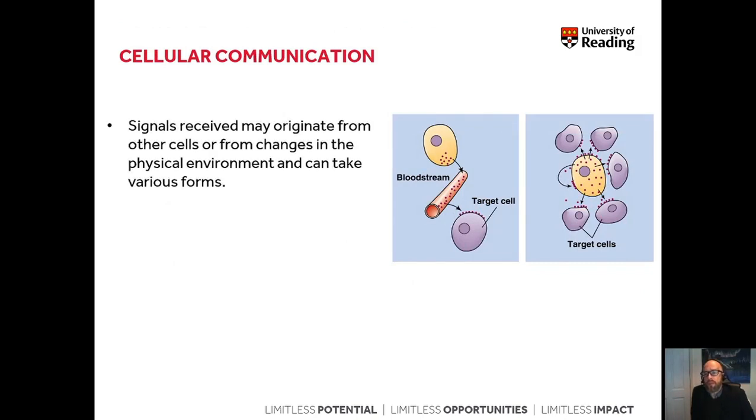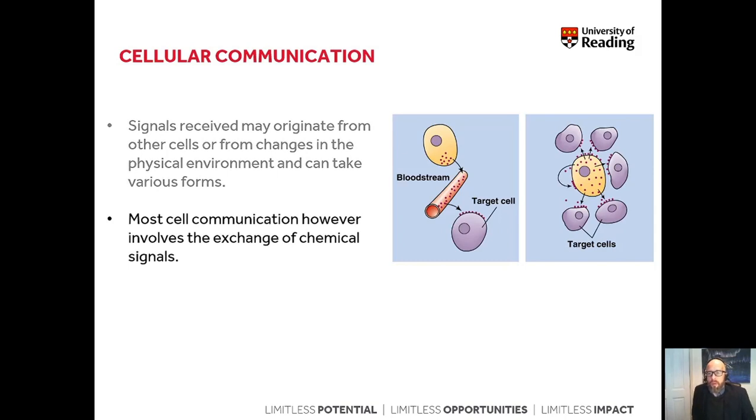So signals received may originate from other cells in the surroundings of the cell, or even far away. It can be a result of changes in the physical environment and can take various forms. So we can have signals produced by other cells, and we also have physical and chemical signals. For example, an increase of temperature will activate a certain biological response in the cell. However, the most common type of cellular communication involves exchange of chemical signals.